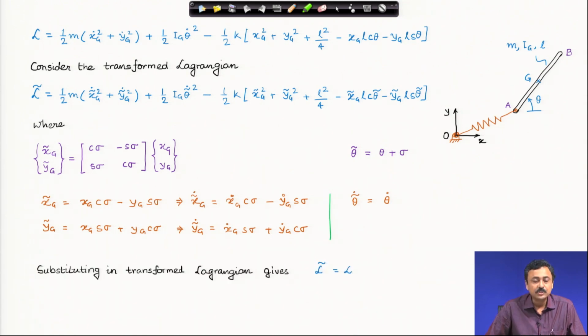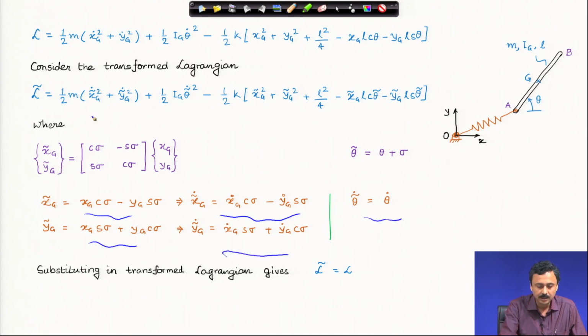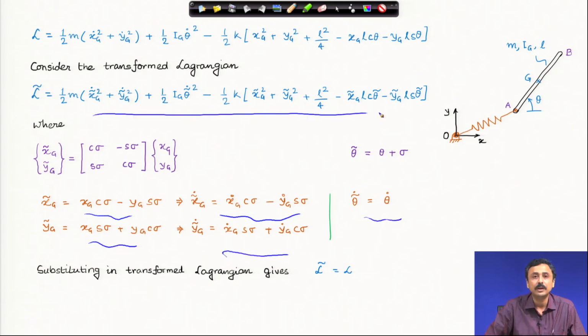Now, I substitute this transformation in my new Lagrangian, the L tilde Lagrangian. If you work this out, this detail I will leave to you. If you substitute these expressions of x g tilde dot in the new Lagrangian, the transformed Lagrangian, you will obtain the same Lagrangian as our original Lagrangian.